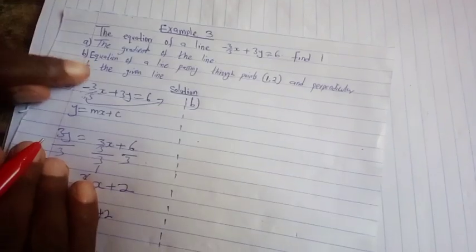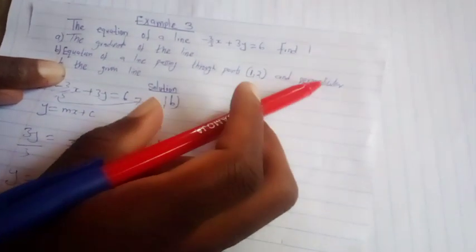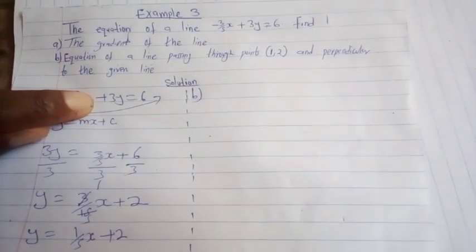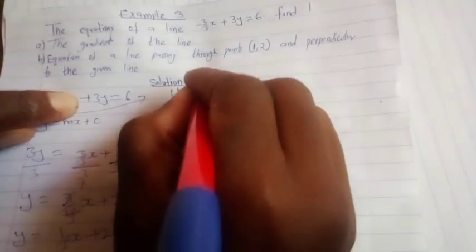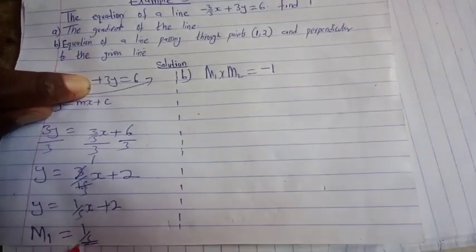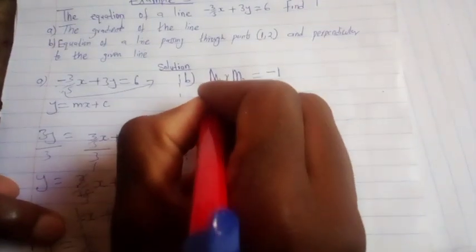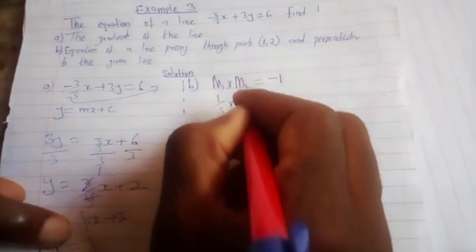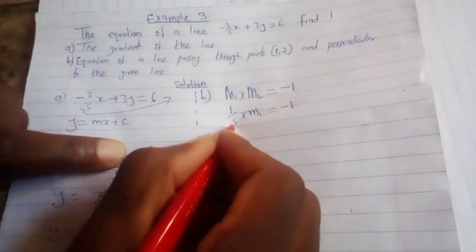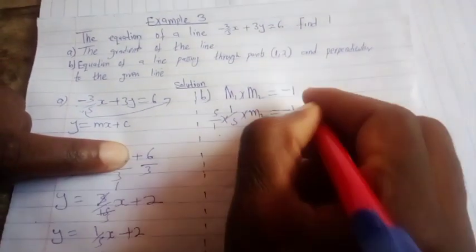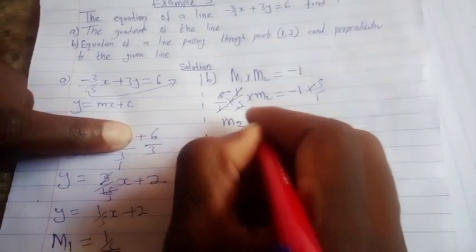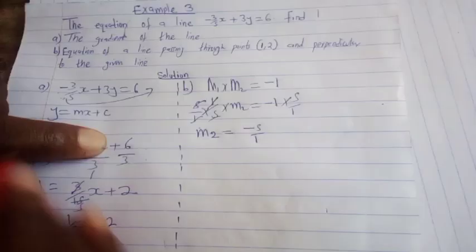Part B. Equation of a line passing through the point 1, 2 and perpendicular to the given line. So we are saying when it is perpendicular, the product of the gradients is equal to negative 1. In other words, we mean m1 multiplied by m2 is equal to negative 1. So we have the value of m1, which is 1 out of 5. You take 1 out of 5 multiplied by m2 is equal to negative 1. If you want to remain with m2, you multiply by the reciprocal of this one. So you multiply by 5 out of 1 on both sides. This one goes. You remain with m2 is equal to negative 5 out of 1. So you have the gradient.